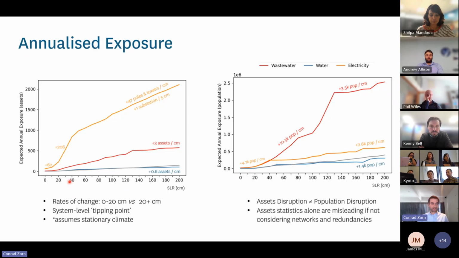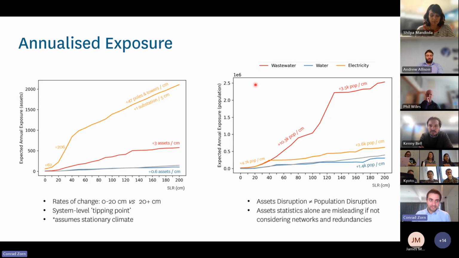Again, this is assuming a stationary climate. The problem we always have here is that by the time we have 20 centimetres of sea level rise across the country, the climate, or the statistical distribution of our hazards, won't be the same as well. So we could expect that this may shift to the left or accelerate even faster.